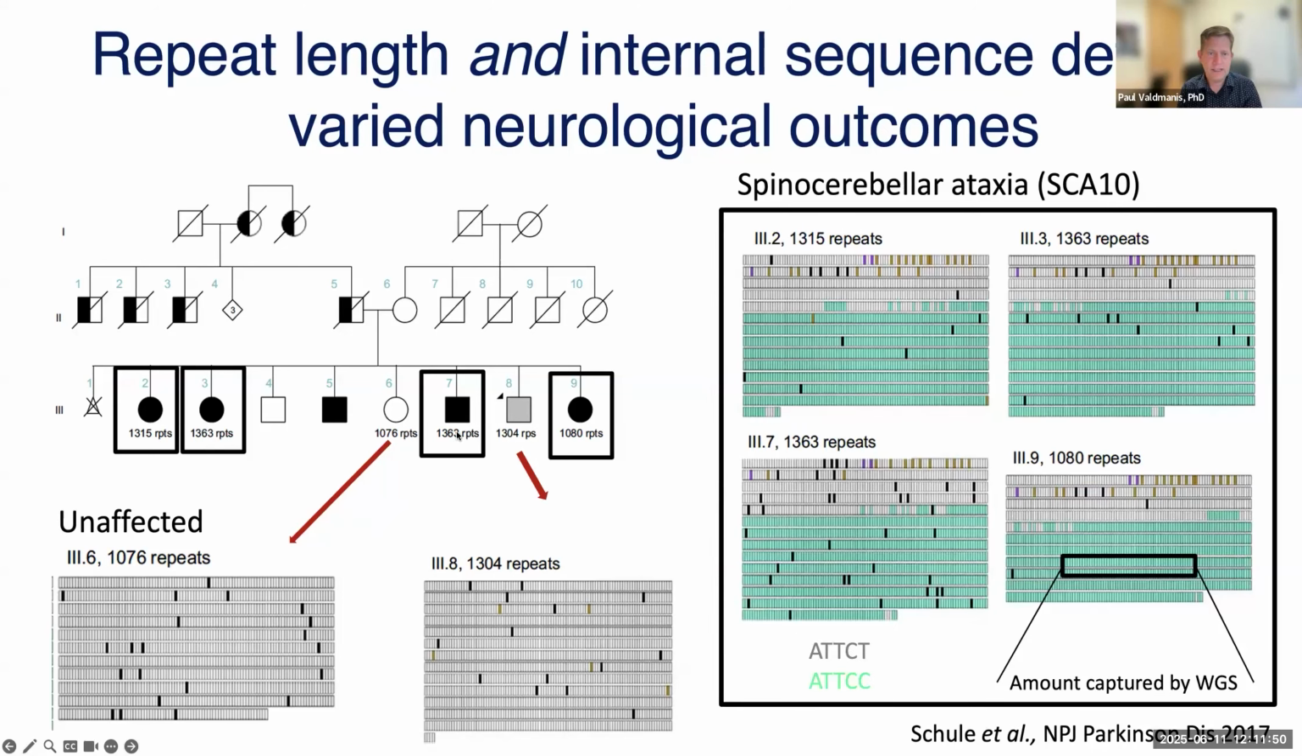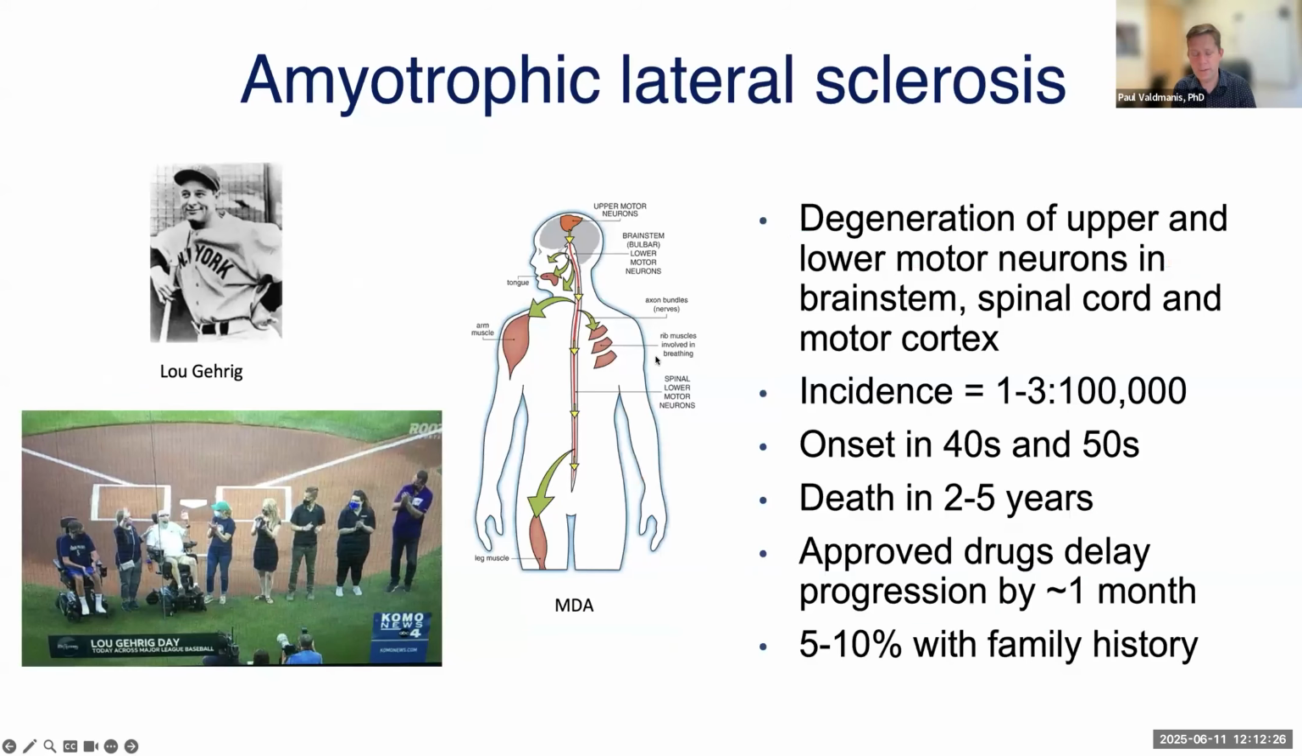ATTCT. But individuals shaded black here, where there's just a one nucleotide shift from ATTCT to ATTCC in teal, are the ones that suddenly develop this motor neuron disorder, spinal cerebral ataxia, that impairs walking and mobility. And you can see that individuals that are phenotypically normal start out with this gray motif, and then halfway through the repeat, it switches to this teal motif, and that's what is leading to this disorder in this family. Kind of underscoring the necessity of identifying both length and internal sequence of the repeat.